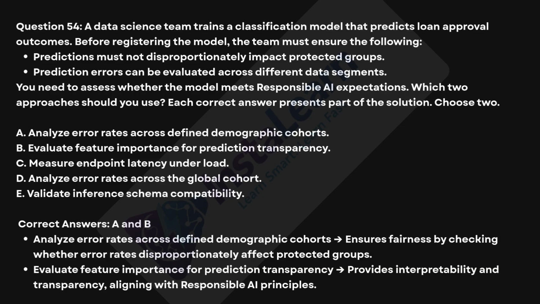Correct answers are A and B. Analyze error rates across defined demographic cohorts: ensures fairness by checking whether error rates disproportionately affect protected groups. Evaluate feature importance for prediction transparency: provides interpretability and transparency, aligning with responsible AI principles.